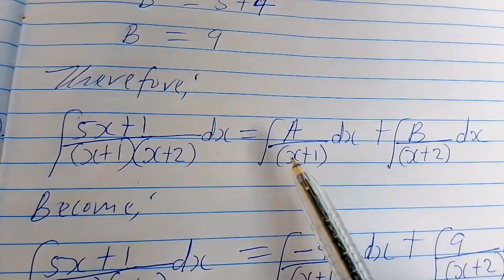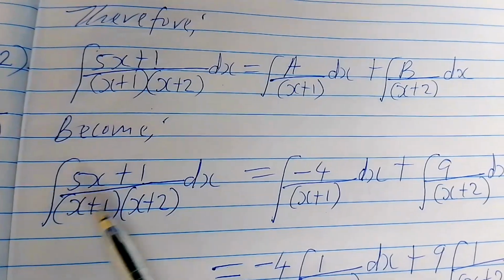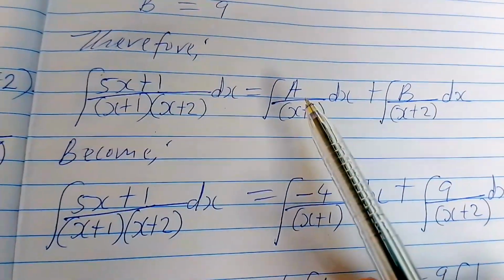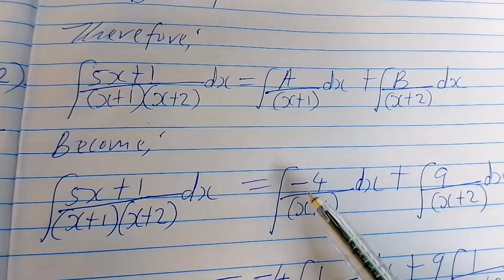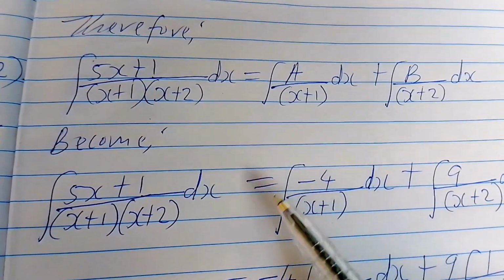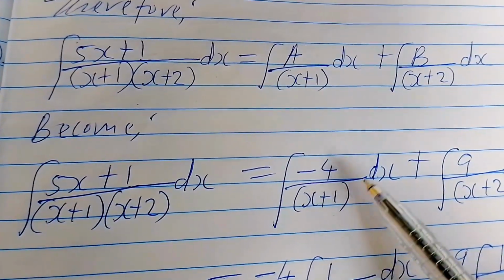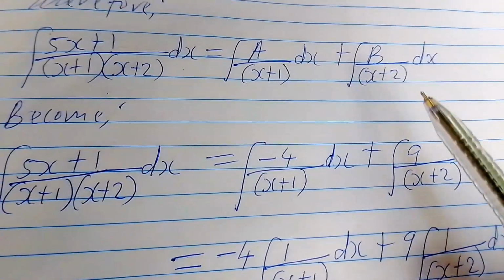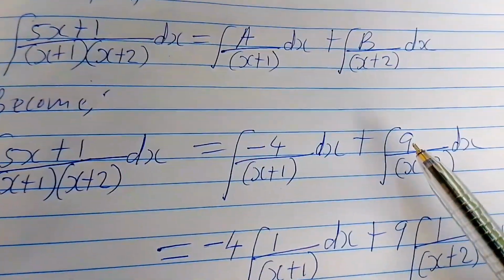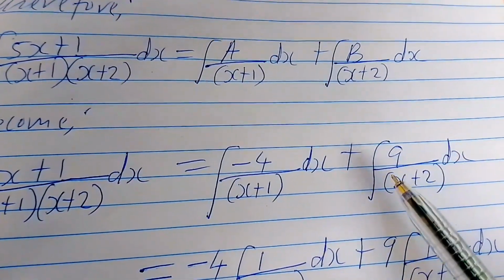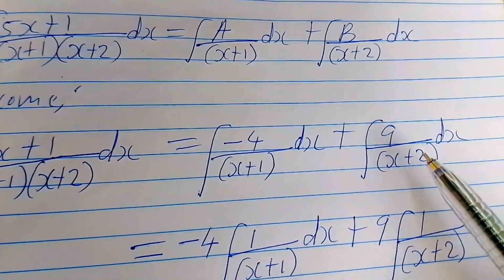Now since we have gotten the value of a, and we know that the value of a is minus 4, we put minus 4 in place of a. So our right hand side is going to become the integral of minus 4 all over x plus 1 dx, plus, in place of b we put our value of b, which is 9, the integral of 9 all over x plus 2 dx.